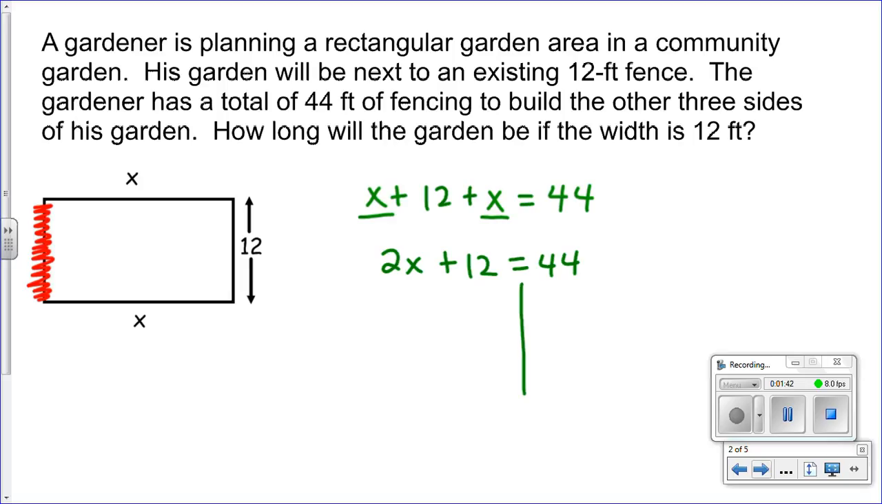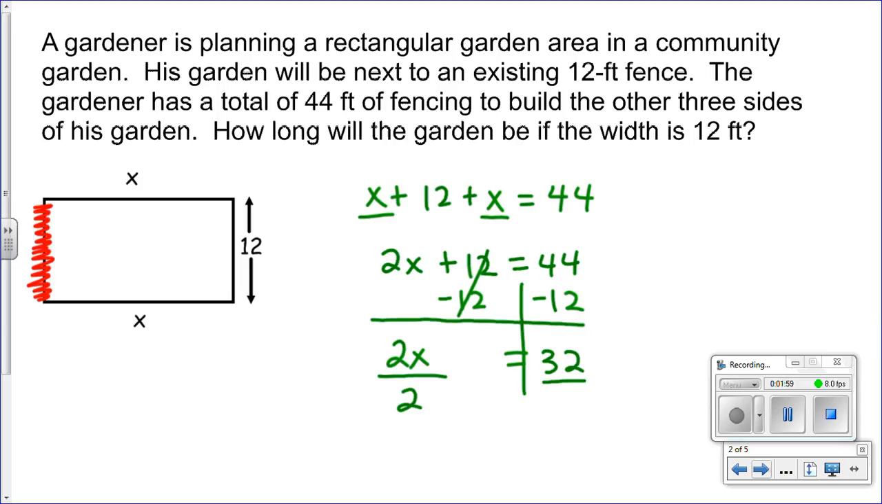Now I'm solving. So I do the opposite operation. I will subtract 12. Bring down what's left. 44 minus 12 would be 32. Divide by 2. And x equals 16. Now let's answer the question. The question says, how long will the garden be if the width is 12 feet? Well, that means x is 16, so our answer would be 16 feet.